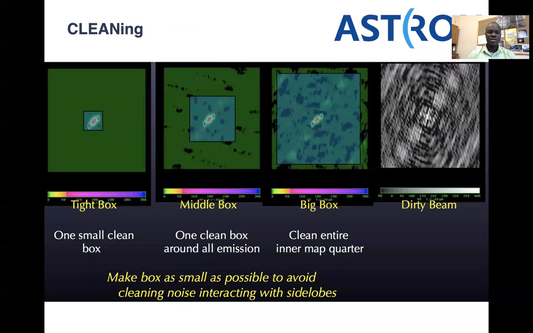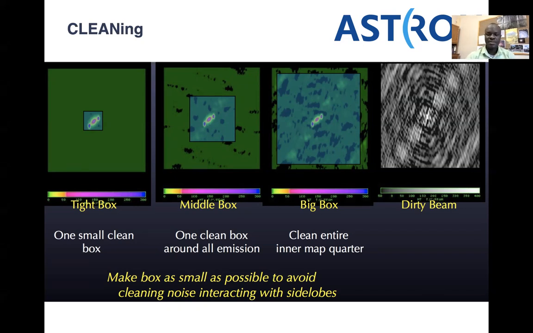Okay, so how do you deal with this problem, especially when you are carrying out the task clean for your data set that you have nicely calibrated? If you look at the image provided on this panel, this is your dirty beam or your dirty image without any cleaning. So if you produce this image, of course you can tell that the source of interest lies somewhere here in the middle, and you want to add a clean box.